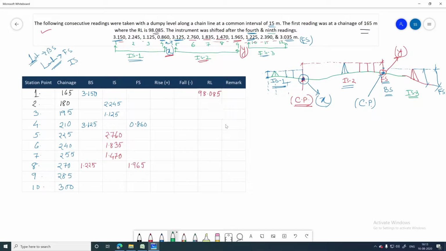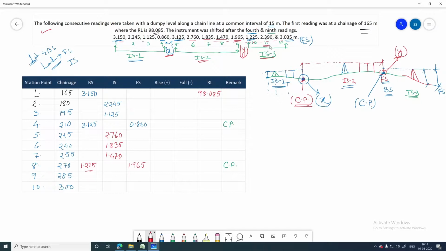So in remarks you can write over here, this is actually the change point, and here you also write it is actually the change point. Okay, so this is the first reading that I have already written over here, that is 1.225. So this is the backside reading if you consider this instrument station 3. Now this reading, that means 2.390, it is the intermediate sight reading, because we have only one reading remaining, that is the foresight reading, right?